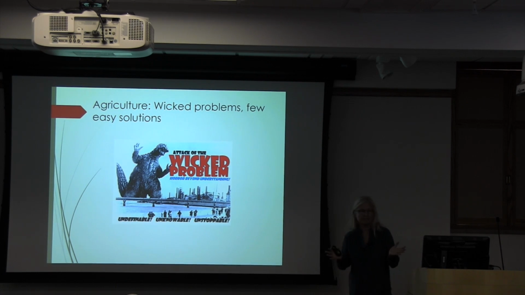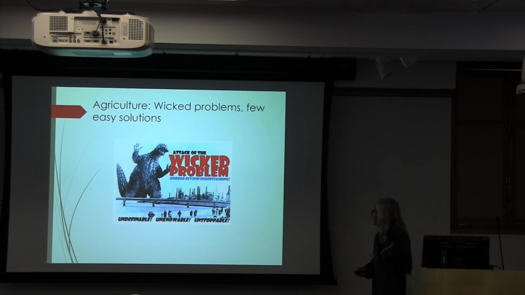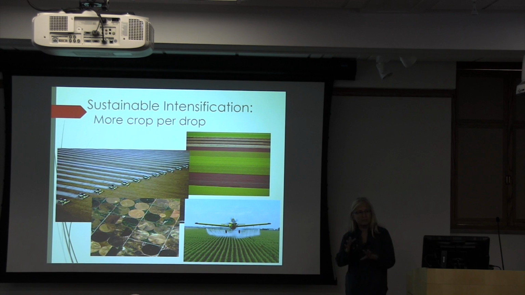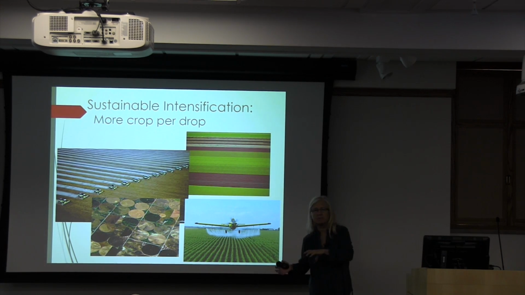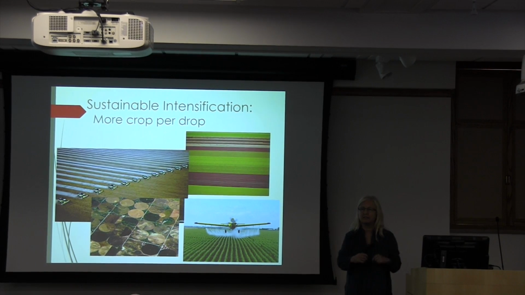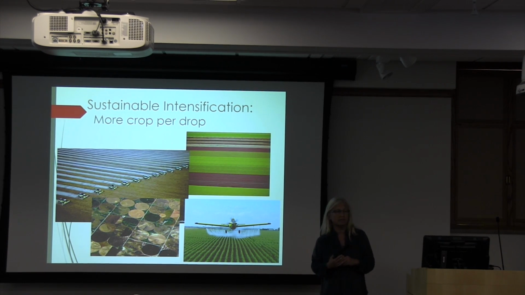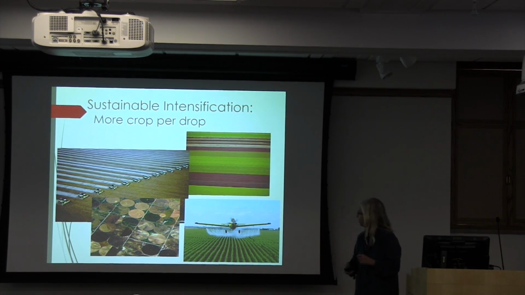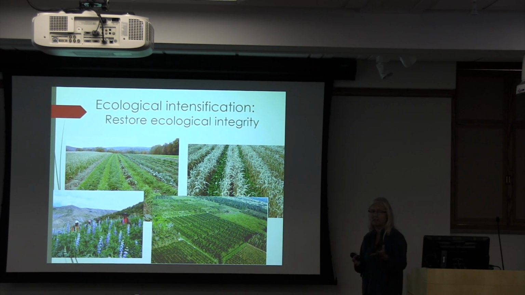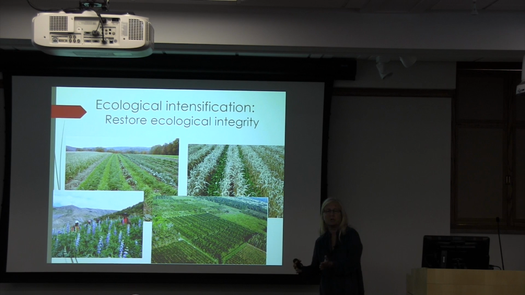So we know we're facing some big challenges in agriculture, and I really don't have to go over them for this group. And there are many solutions that are being proposed, and we can sort of think of them as a continuum, starting with more crop per drop. So the idea that we continue on our current path and improve the efficiency of the resources that we're using. Another alternative that's proposed is ecological intensification. So this idea of restoring ecological integrity as a way to address some of the problems. And there's many sort of a continuum in the middle. And in reality, we're going to need to draw from both of these approaches. So I don't see them as mutually exclusive.